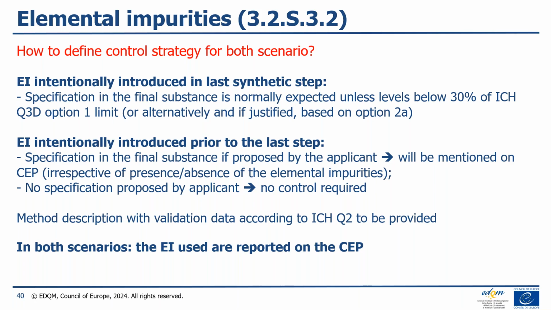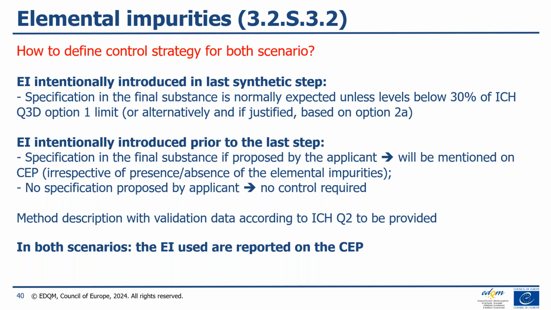When an elemental impurity is introduced prior to the last step, and the specification in the final substance is proposed by the applicant, it will be mentioned on the CP, regardless of the presence or absence of the elemental impurities, because it is the responsibility of each manufacturer to decide which are the compounds which are at risk to be present in their API.